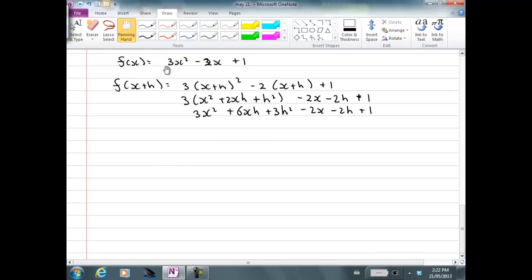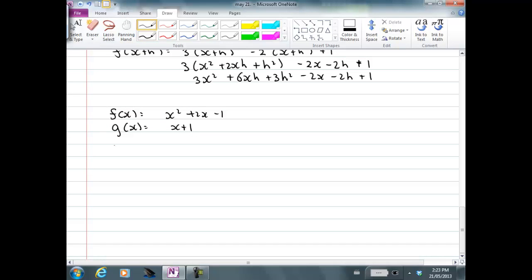A bit more challenging this time. I'm going to keep seeing how much of this you can handle. f of x equals x squared plus 2x minus 1. g of x equals x plus... I'll make it easy first because you're not ready yet. I'll make it x plus 1. Here's my question to you. This is now called composite functions. This is f of g of x.